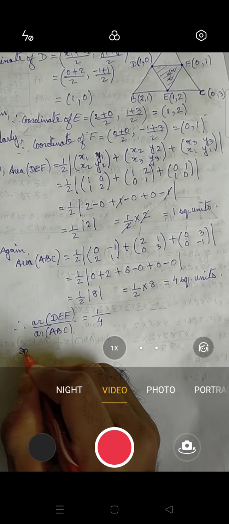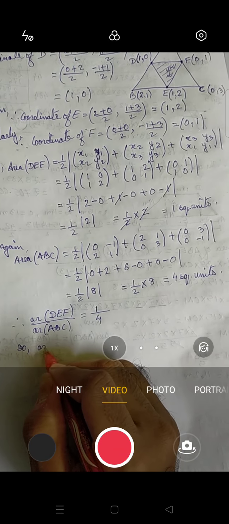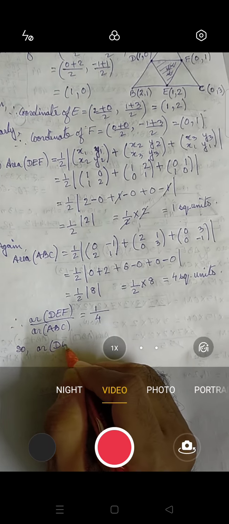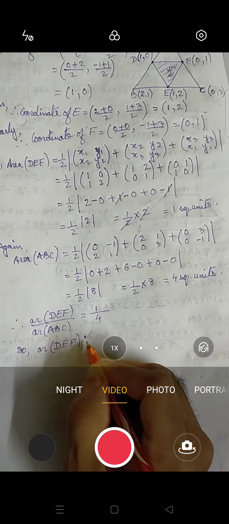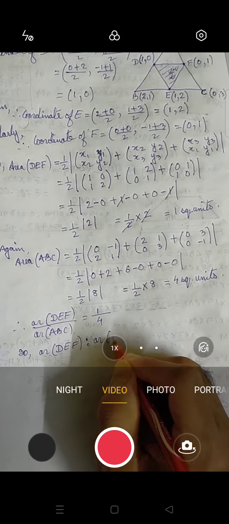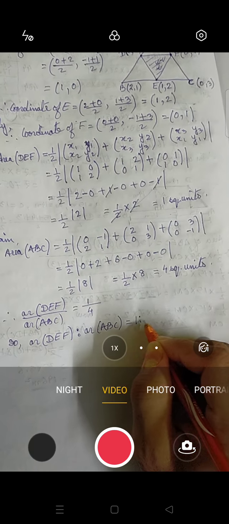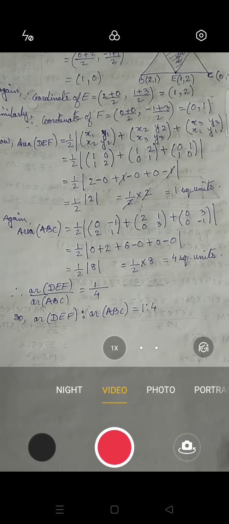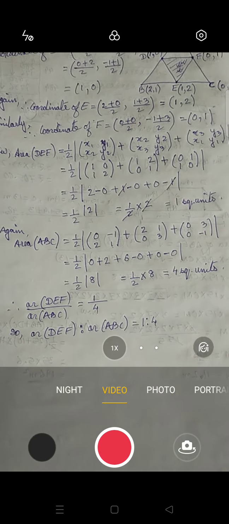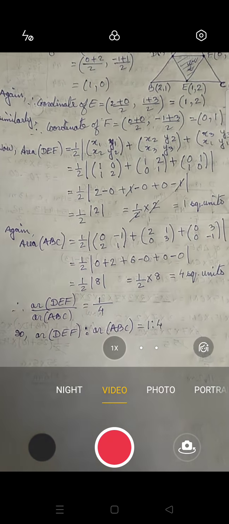So we need to find the ratio. So area DEF to area ABC equals 1 is to 4. This is our final answer. That's all. Clear?